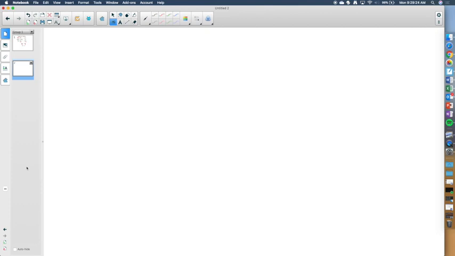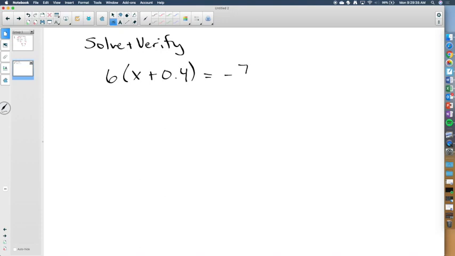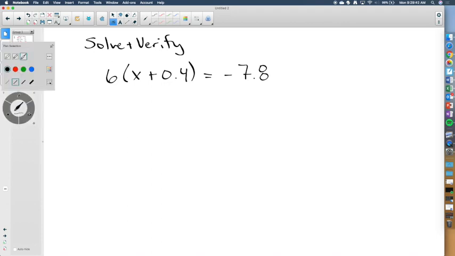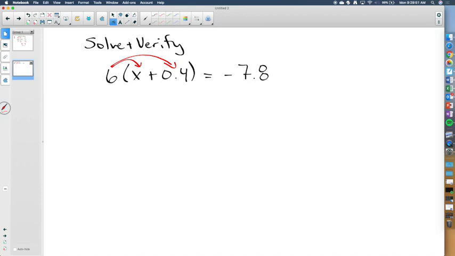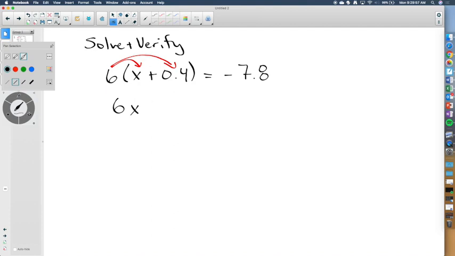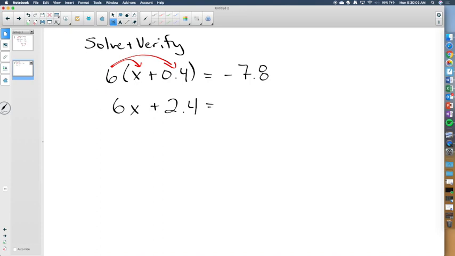Now we're going to solve and verify 6 times (x + 0.4) is equal to negative 7.8. My first step is going to be to multiply that 6 in front of the brackets by everything inside. So 6 times x is going to give me 6x. 6 times 0.4 is going to give me positive 2.4, and that equals negative 7.8 on the other side.